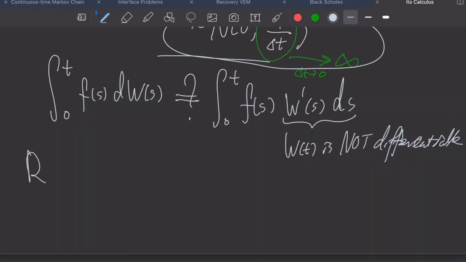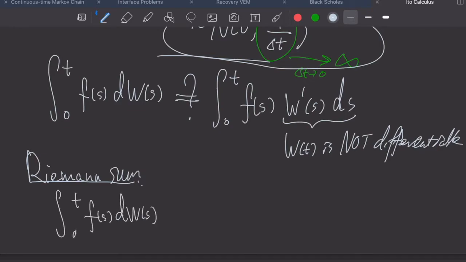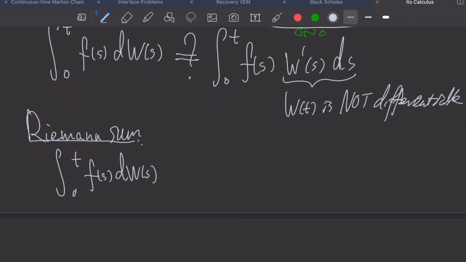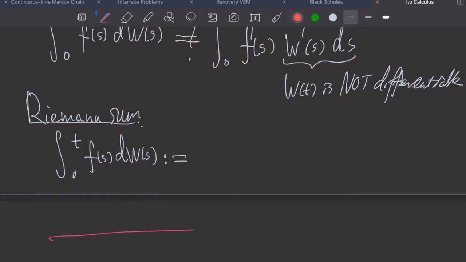The way we compute this integral is still through defining a Riemann sum, just like in deterministic calculus. How we do it is we rewrite this integral. We actually define this integral by its Riemann sum, which is from 0 to t.